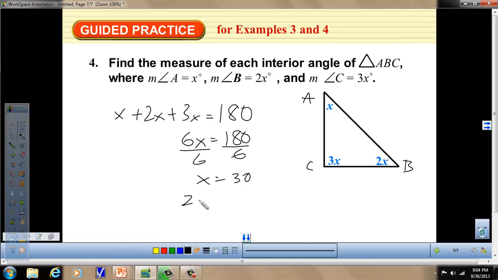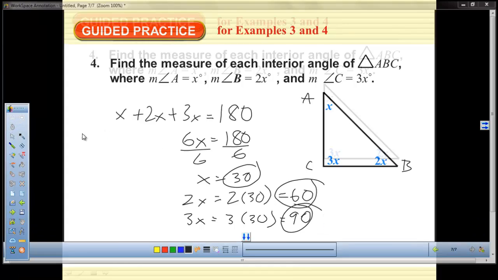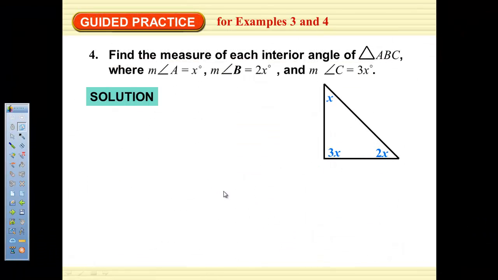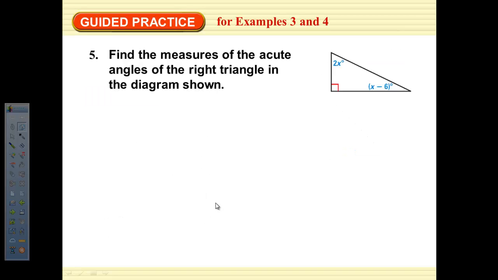And we know 2x therefore equals 2 times 30, or 60. And 3x equals 3 times 30, or 90. So our three angles are 30, 60, and 90. So again, add all three of those angles, solve for x, solve for angle B, and solve for angle C.